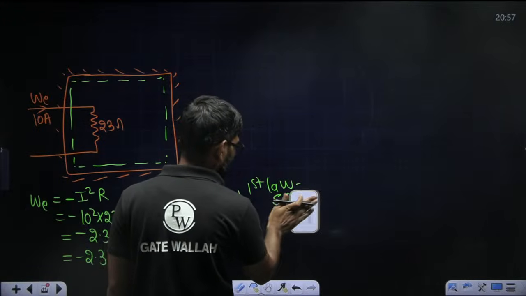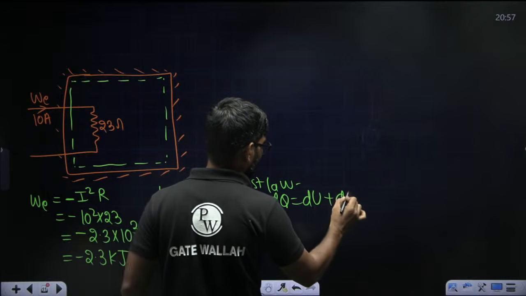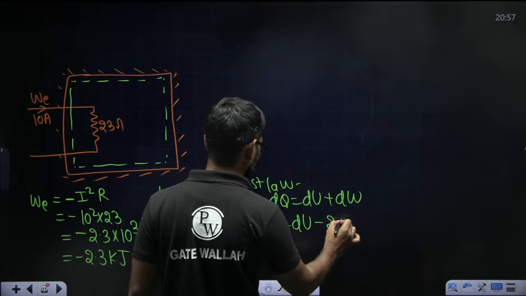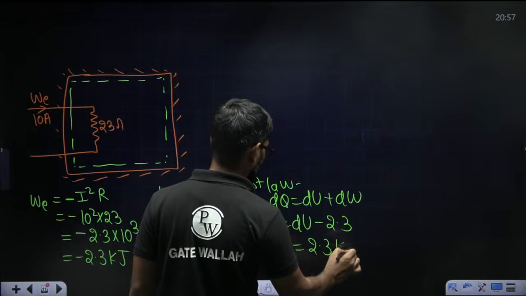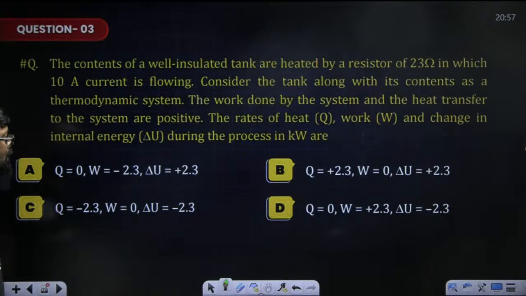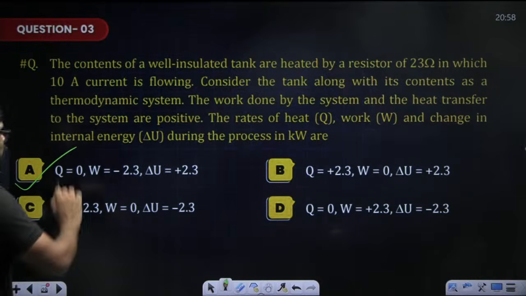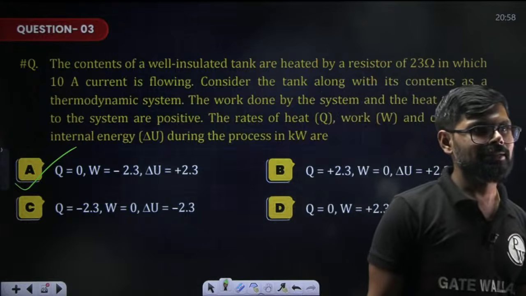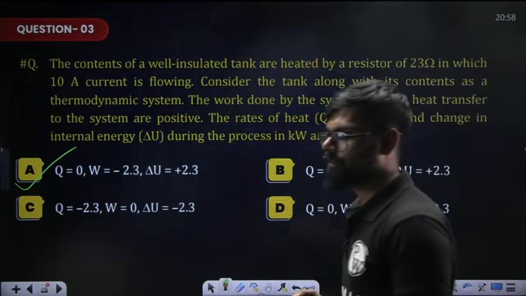So dq is equal to du plus dw. Now dq value is 0, dw is minus 2.3, so du value will come 2.3 kilojoule. So what is the correct answer? The heat value is 0, and A is going to be your correct answer. Whoever has given the A option, that is correct.